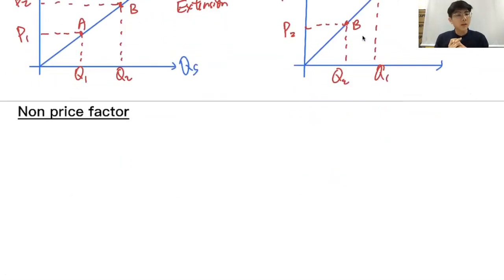Okay, and now look at the non-price factor. Non-price factor, the keyword is non-price, also known as external factor. This is a factor that affects you as a producer. You are doing nothing to your price. You are not changing any price, but there will be a shift.